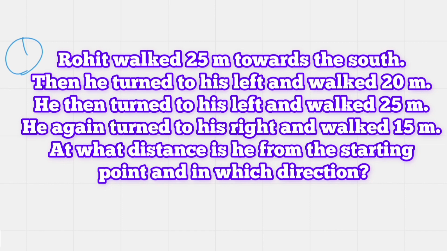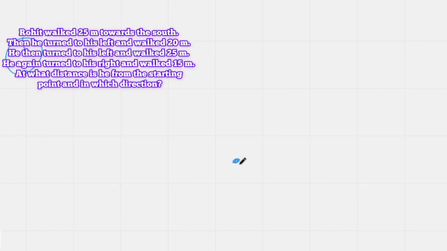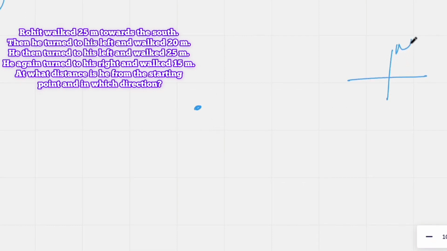Rohit started from a certain position. What is he doing actually? Rohit walked for 25 meters towards south. Let's have the diagram over here. This is the north, this is the east, this is the south, and this is the west. What they are saying, Rohit walked for 25 meters towards south. If I say this is 25 meters, you need to represent it like this. Let's take this as the initial position.